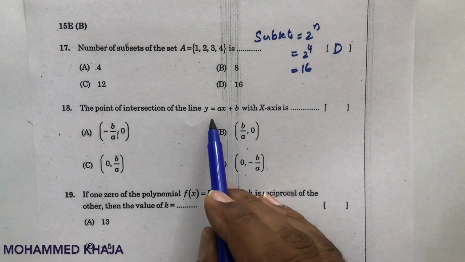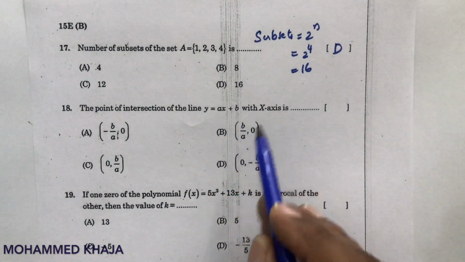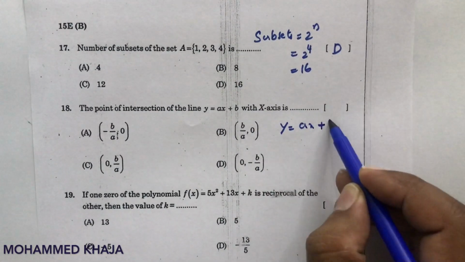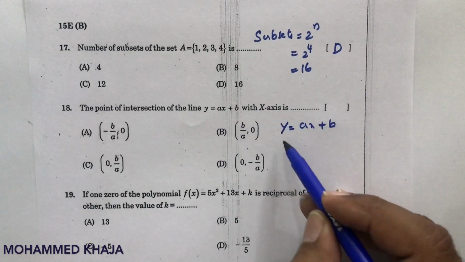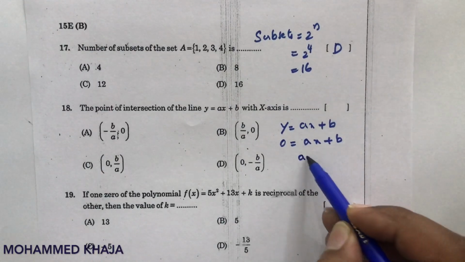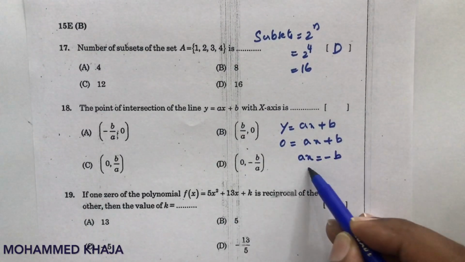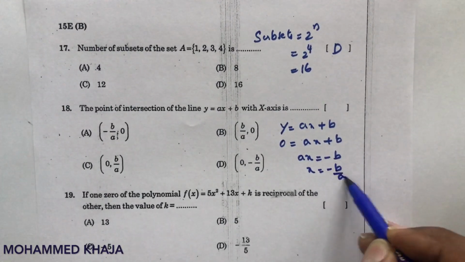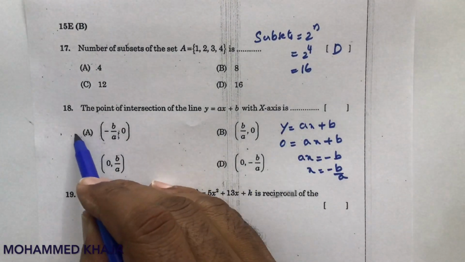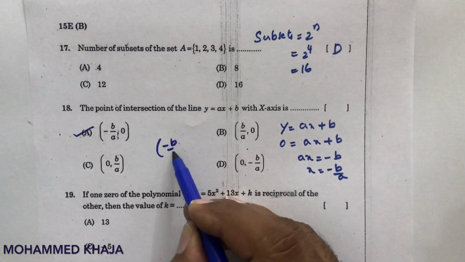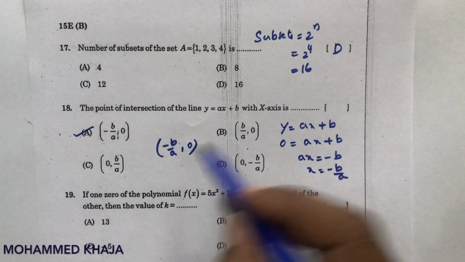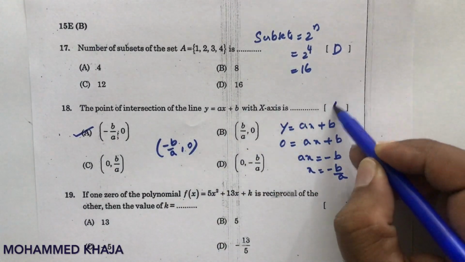Point of intersection of the line with x-axis. X-axis means suppose y equals ax plus b. On x-axis the y value will be 0. So 0 equals ax plus b. So ax equals minus b. X equals minus b by a. So the point will be (minus b by a, 0). So the correct option is A. Minus b by a comma 0, because on x-axis y value will be 0. So correct option is A.